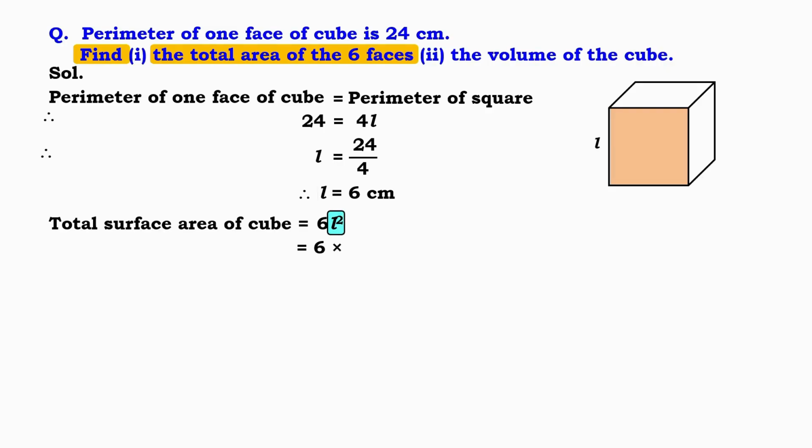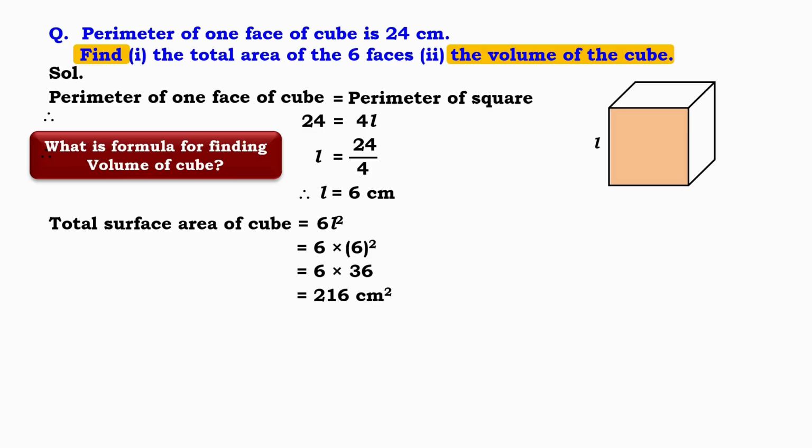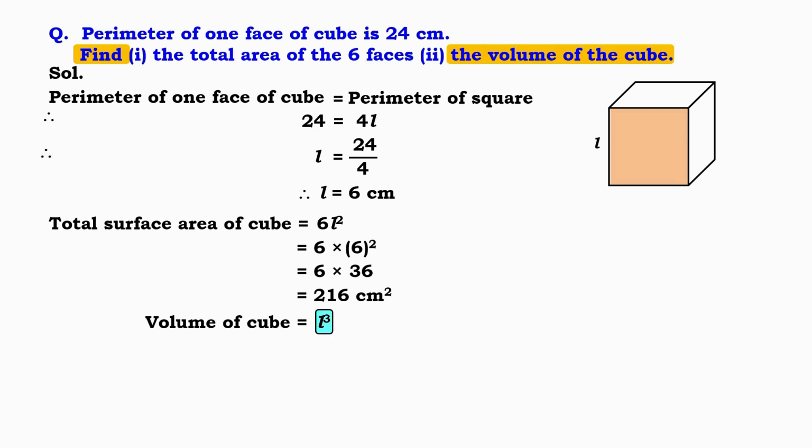So that is 6 into 6 square, that is 6 into 36 equal to 216 centimeter square. Now we need to find the volume of the cube. So what is the formula for finding the volume of the cube? That is L to the power 3 or L cube. So that is 6 cube, which is also equal to 216, but this time the unit will be centimeter cube.